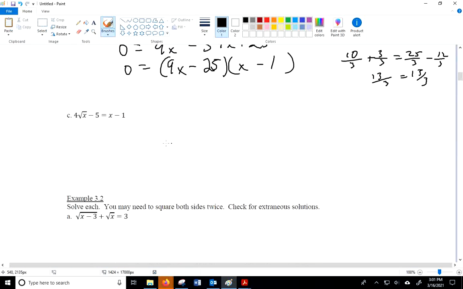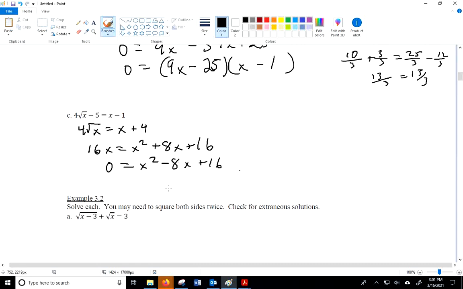All right, let's take a look at this last one here. Okay, again, I'll move the 5 over. And I'll square both sides, giving me 16x equals x squared plus 8x plus 16. So 0 equals x squared minus 8x plus 16 when I set it equal to 0, and I get x minus 4 squared. So x equals 4. And when you plug it in, you'll get 4 times 2 is 8, minus 5 is 3, and 4 minus 1 is 3, so it works.